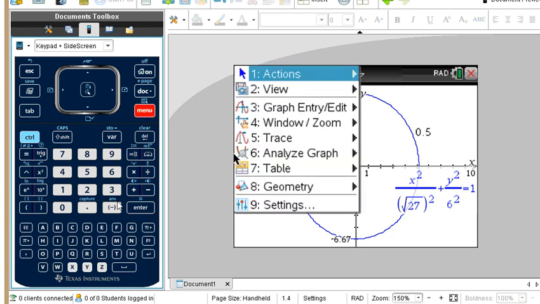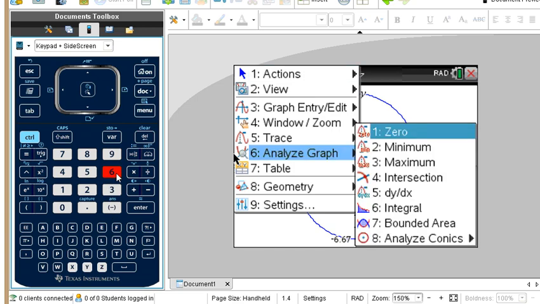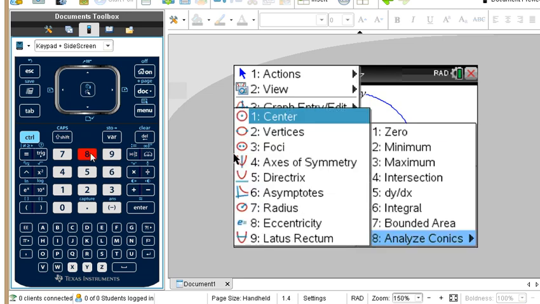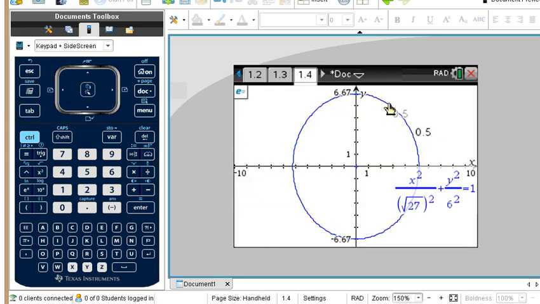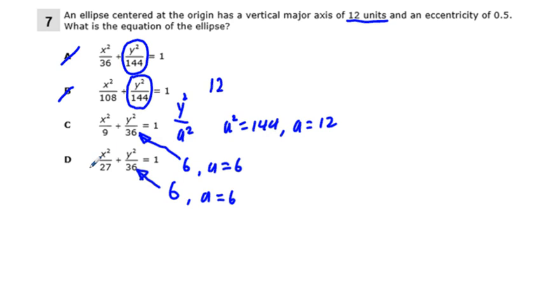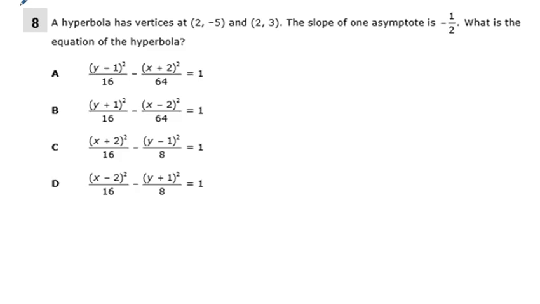We're going to go to Menu, Analyze Graph, Analyze Conics, Eccentricity. We click on this, and we get an eccentricity of 0.5. And so with this analysis, our correct answer is going to be D. And here's the last one we're going to look at.